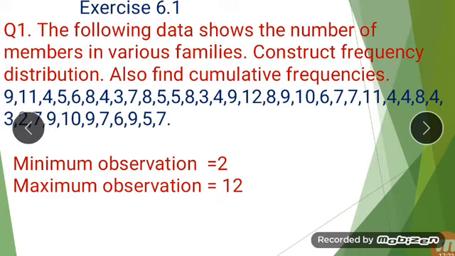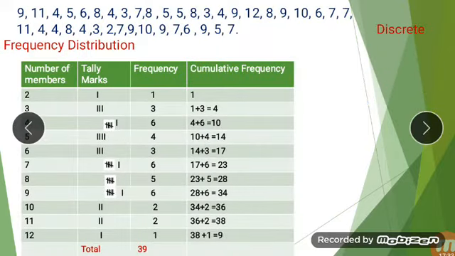In order to have a proper organization of the data, we start from the minimum observation and proceed towards the maximum observation. So let's make the discrete frequency distribution here. We write the number of members in various families. The minimum observation is 2 and we proceed towards the maximum, which is 12: 2, 3, 4, 5, 6, 7, 8, 9, 10, 11, 12. All these values exist in the raw data here.